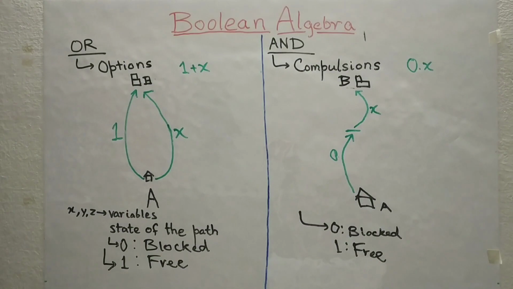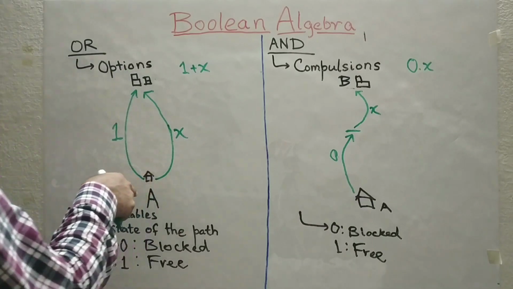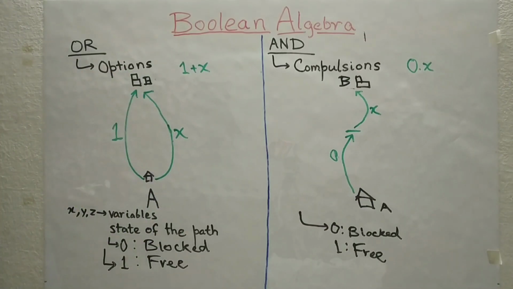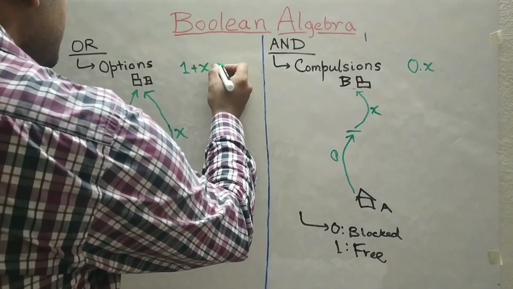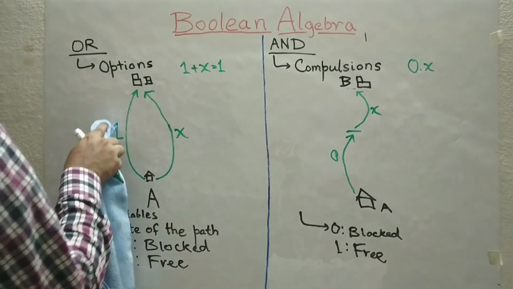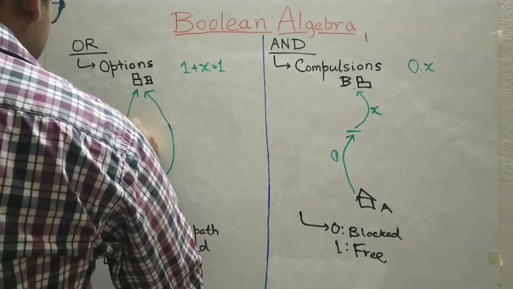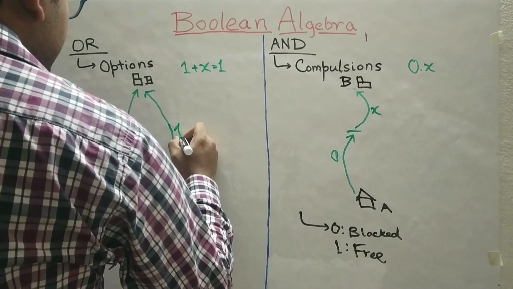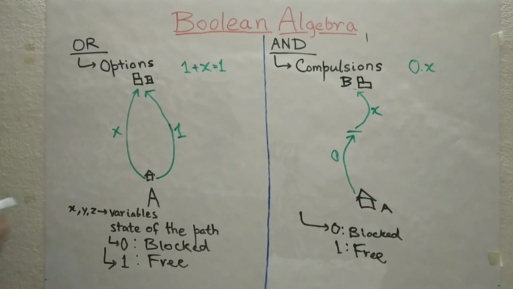So if there is a choice that there is a free path and there is another path whose state is unknown, then we'll take the path where the state is known and free. Okay, so 1 or x is equal to 1, and if we replace the order, so that the left side path is x, whose state is unknown, and the right side path is 1, whose state is free, that is also the same. We know that there is a path from A to B, so it is 1.